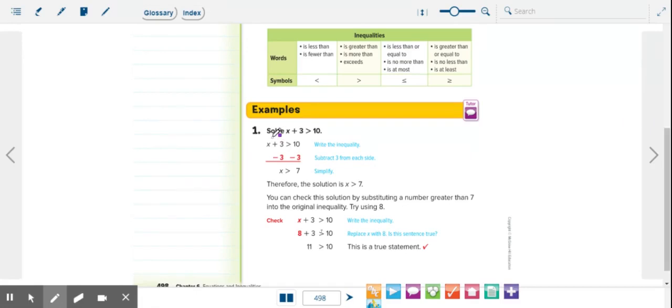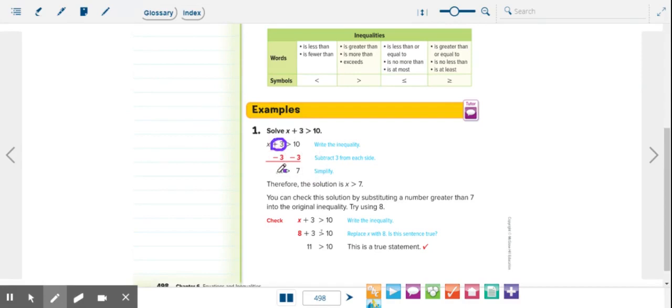So we're going to solve it just like we would an equation. So let's circle the part we're going to change. So we'll circle plus 3. The opposite of plus 3 is minus 3. So we're going to subtract 3 from both sides. 10 minus 3 is 7.